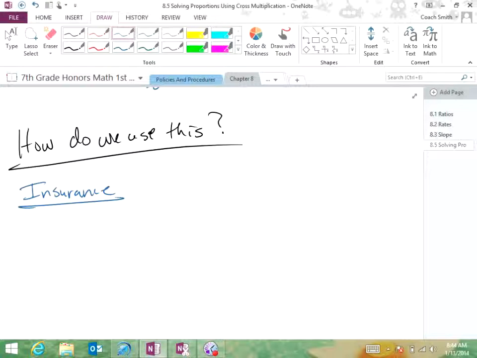Insurance companies are basically going to do this. They're going to go, okay, this many people smoke, and this many people out of the people that smoke get cancer. Okay? It's just one of those things. It's been proven that people that smoke, obviously, and so what they do is this.